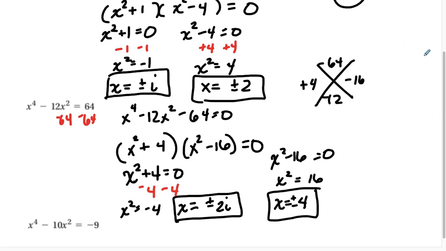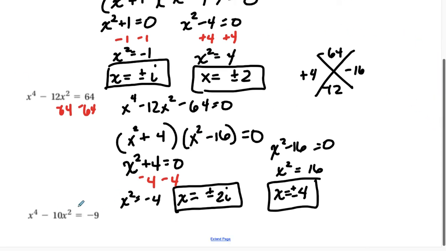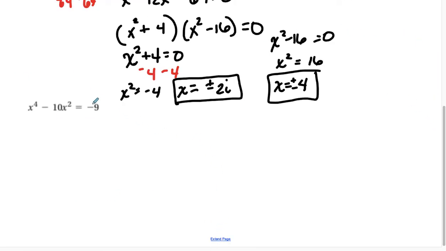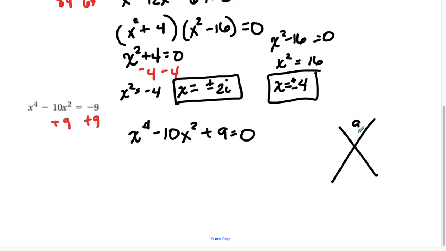All right, let's take a look at our last example. Here we have x to the fourth power minus 10x squared equals negative 9. So same idea, I'm going to add 9 to both sides. So that gives me x to the fourth power minus 10x squared plus 9 is equal to 0. Okay, so I'm going to look at my x puzzle. So 9 goes at the top and negative 10 goes at the bottom. And I'm looking for two numbers that multiply to make positive 9, and then when I add them, they equal negative 10. So that looks like negative 1, negative 9.